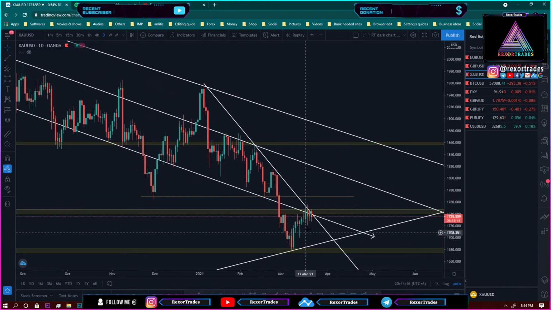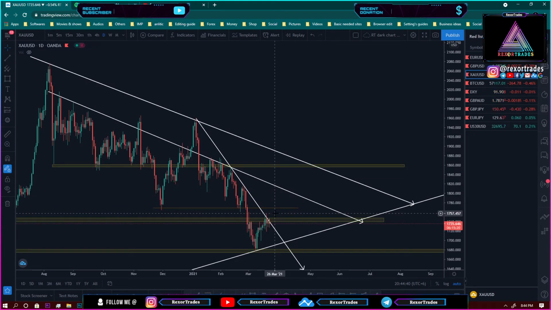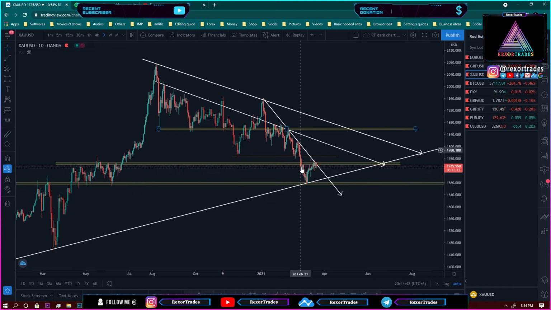So if gold breaks out of this zone right here, then there's a possibility that gold may retest this trend line, somewhere around here, or all the way down to this zone. If gold does make a retest on this zone, then it may also be retesting this trend line right here and then continue its move downward.